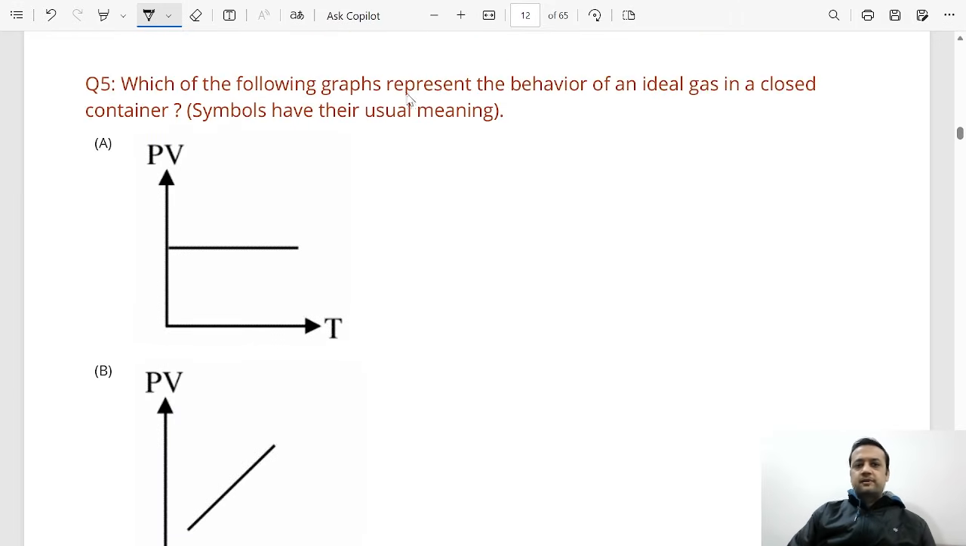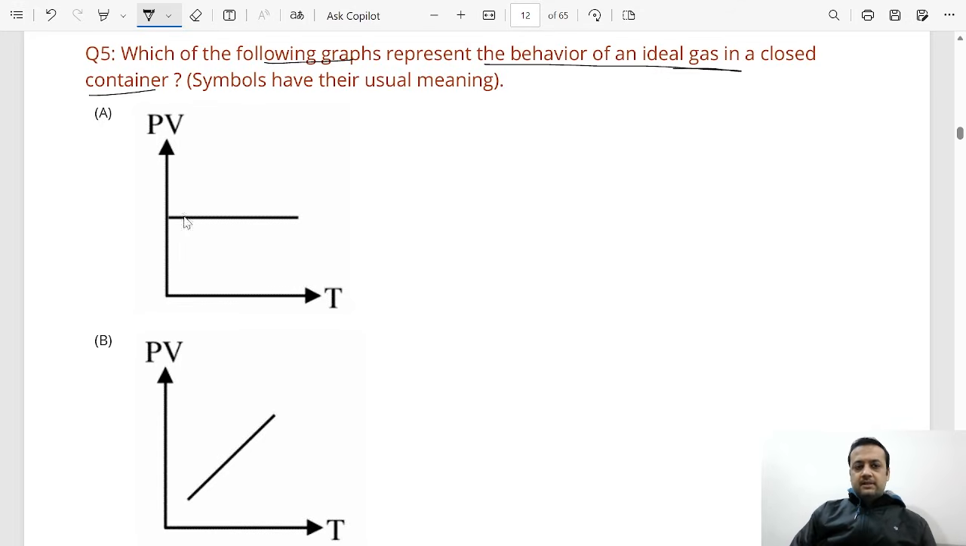Which of the following graphs represents the behavior of an ideal gas in a closed container? Look, here they are saying that PV is constant, and here, if you look, temperature is increasing. Now if PV is constant, in a closed container the number of moles cannot change because leakage will not be allowed. So n will be constant, R will be constant. And if PV is constant, then temperature has to remain constant. Basically, it will be an isothermal process. So temperature cannot increase, which is why option A is wrong.